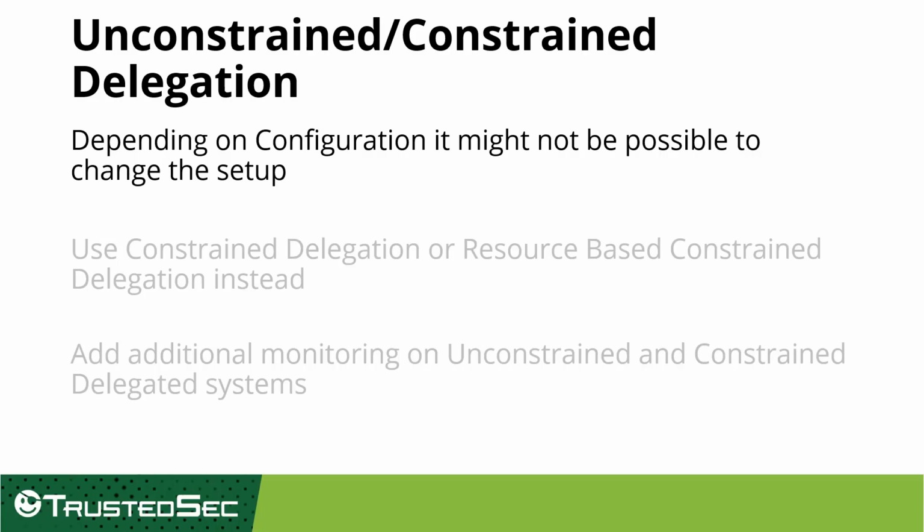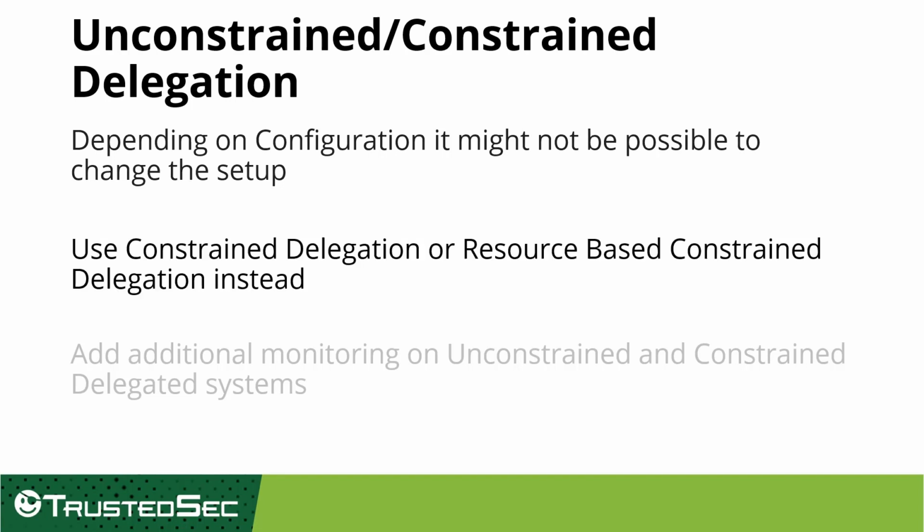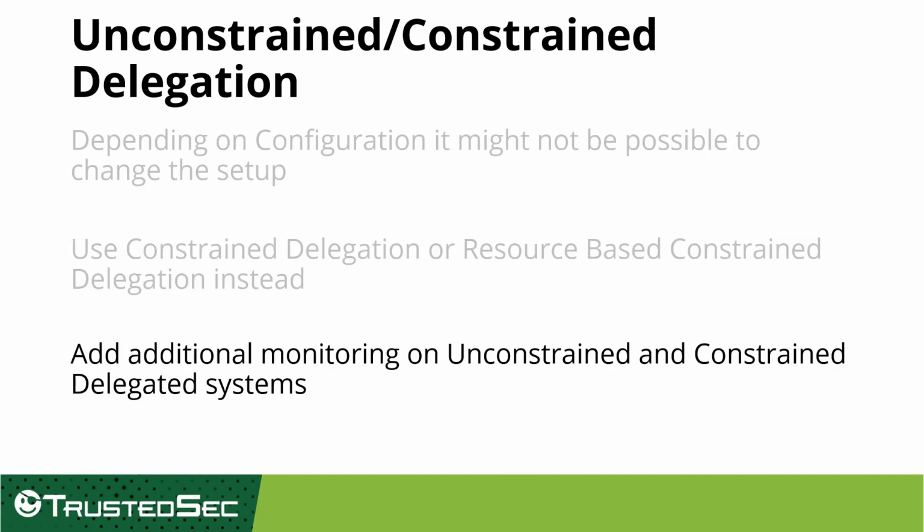So after watching this video, you might be thinking that you want to try to get rid of all the unconstrained and constrained delegated systems. Well, in some cases that might not be possible at all. Some systems actually need this to work. So this all depends on your environment. What I would recommend though is try to go from unconstrained to either constrained or resource-based delegation instead, to make the setup a little more secure. I would also add additional monitoring to unconstrained and constrained delegated systems, since they are critical in terms of the environment.